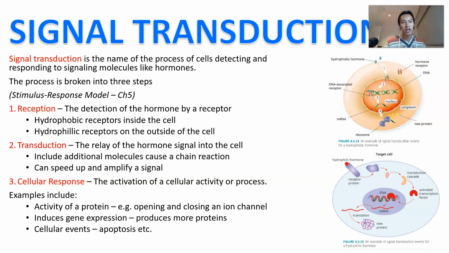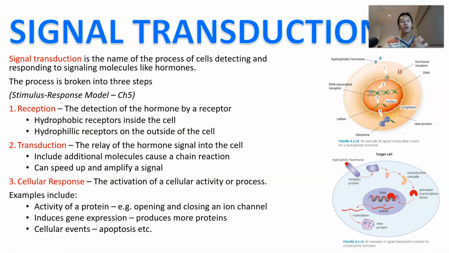Okay. Now, we can't really talk about hormones and how they work without figuring out the idea of signal transduction. Signal transduction is the process that hormones undertake, particularly your protein ones, where it's basically a process in which the cells are detecting and responding to signals from an outside source, like for example hormones. Okay, this is based on the stimulus model, which you will look at in more detail in chapter 5. But basically, signal transduction involves 3 particular components. Okay, the first one is you've got to receive the signal. So the detection of the hormone by a receptor, and depending on the type of receptor it is, for example, if it's a hydrophobic receptor inside the cell or a hydrophilic receptor outside the cell.